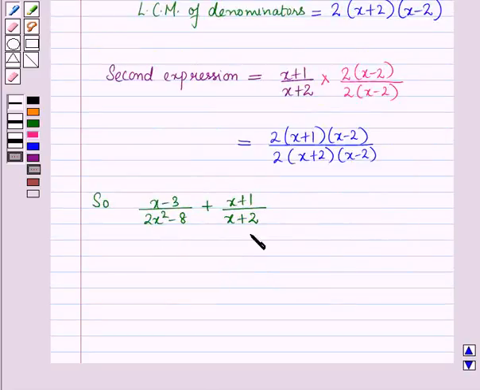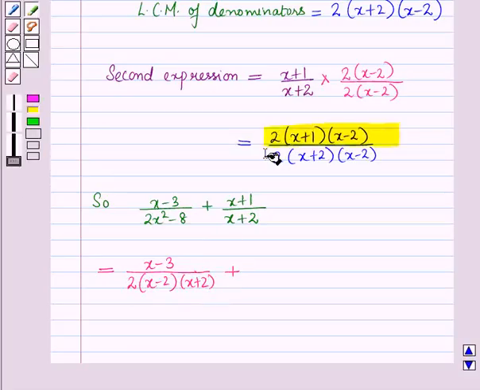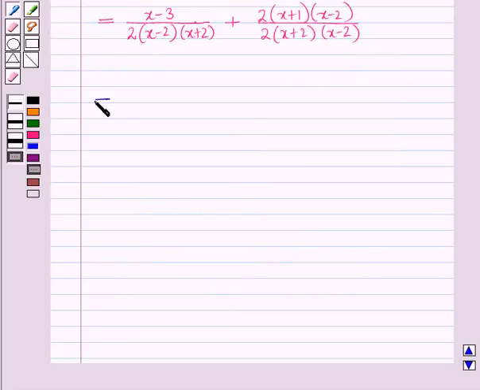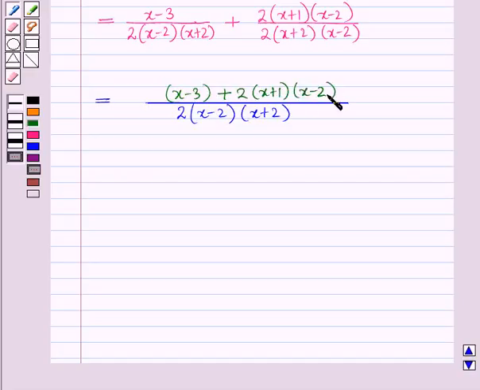So now we will add the two expressions, and this will be equal to (x minus 3) whole upon 2 into (x minus 2) the whole into (x plus 2) the whole, plus, the second expression, 2 into (x plus 1) the whole into (x minus 2) the whole upon 2 into (x plus 2) the whole into (x minus 2) the whole. Now this is equal to, in the denominator we will have 2 into (x minus 2) the whole into (x plus 2) the whole, and in the numerator we will have (x minus 3) the whole plus 2 into (x plus 1) the whole into (x minus 2) the whole.